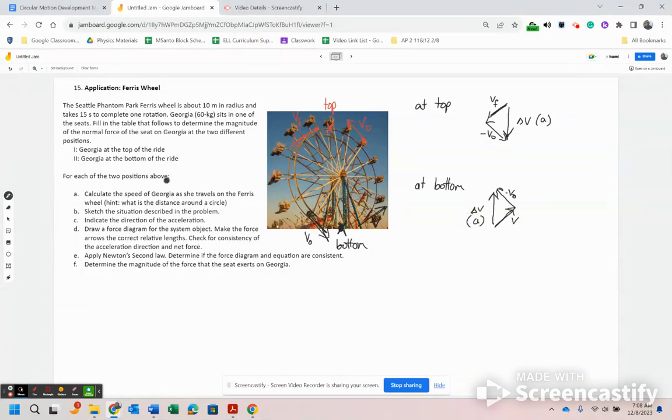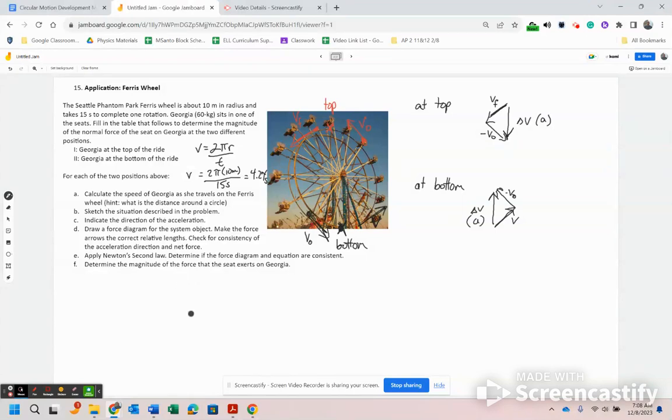Okay, in determining the speed, we have a Ferris wheel traveling in a circle, so the distance here would be the circumference, so 2 pi r divided by the time. So this is going to be 2 pi r times 10 meters divided by 15 seconds. And ultimately, that would be approximately 4.2 meters per second. So that would be the speed of the Ferris wheel.